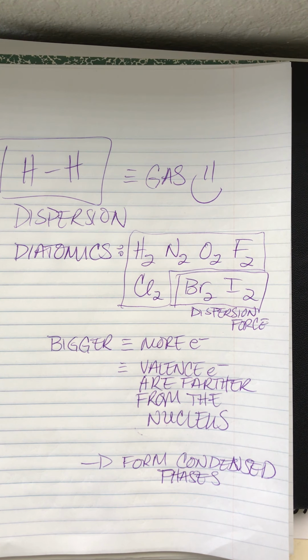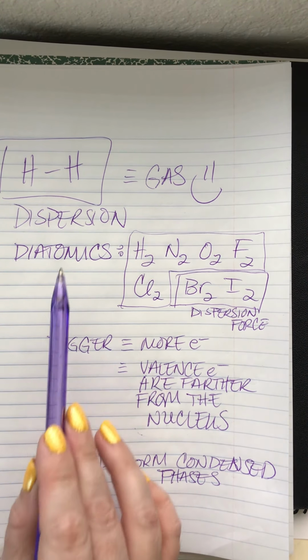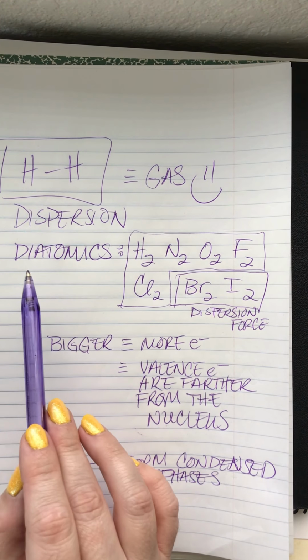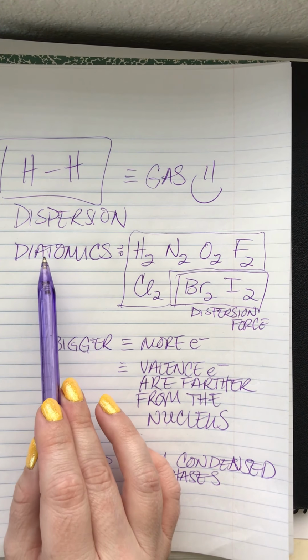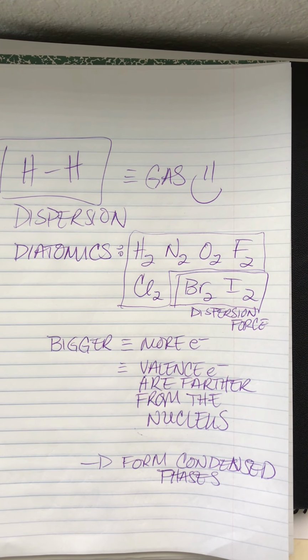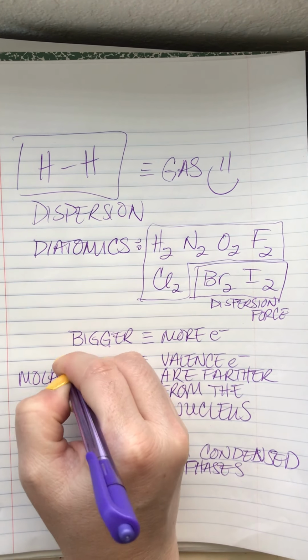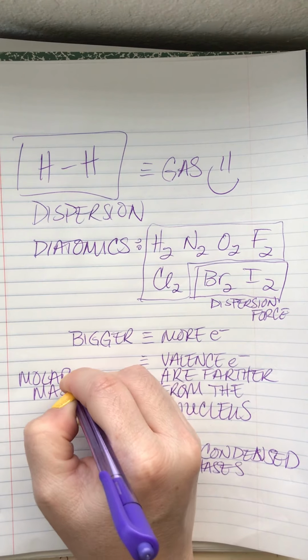So the smaller a molecule is, the more likely it is to be in a gas phase, because dispersion doesn't really become a strong intermolecular force until you get much heavier. And we can even think about it in terms of molar masses.